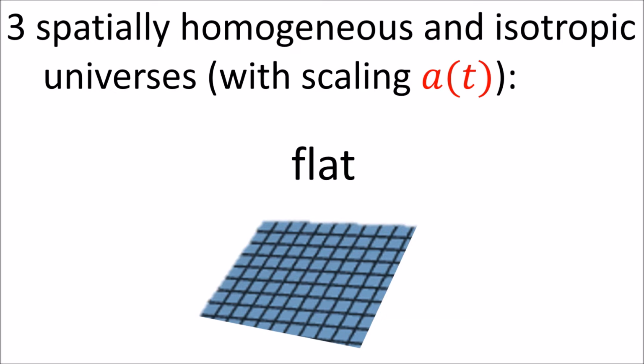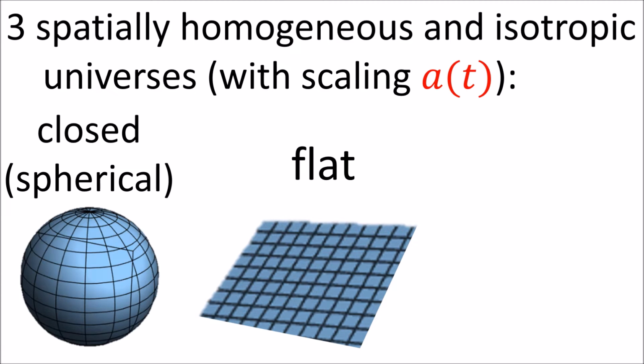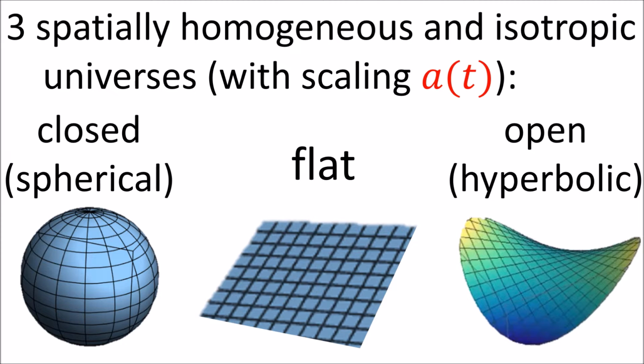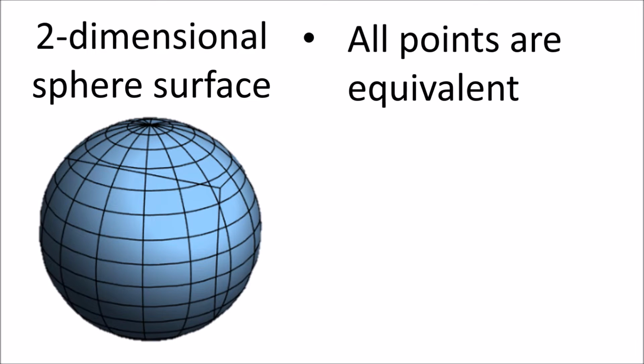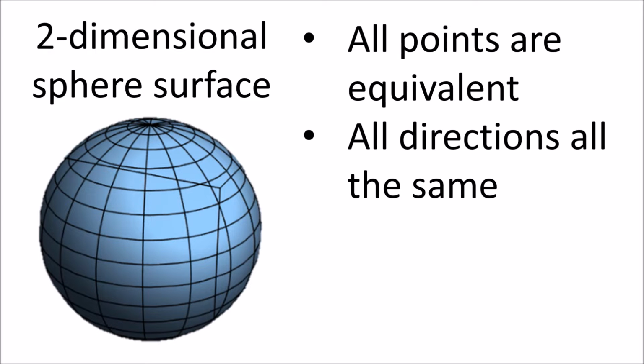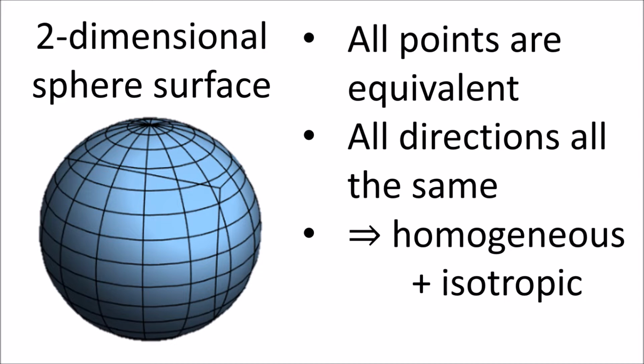There are two other choices for spatially homogeneous and isotropic universes, which are the closed universe, also called the spherical universe, and the open universe, which is also called the hyperbolic universe. Let's look at the case of a spherical universe first. If we look at the familiar two-dimensional spherical surface, all points on the sphere are basically equivalent, and they are basically the same in all directions. So, just like the flat plane, the sphere also meets the criteria of being spatially homogeneous and isotropic.